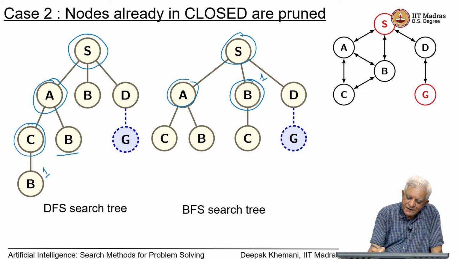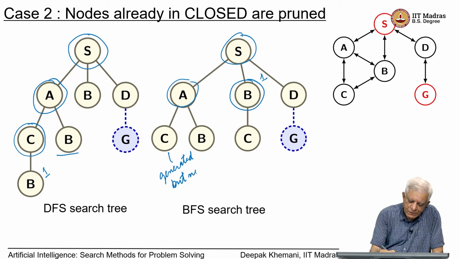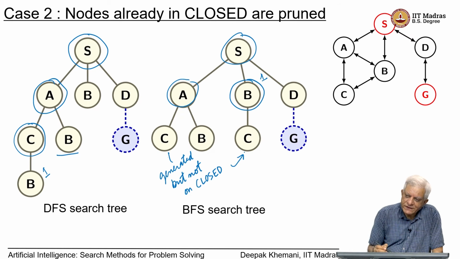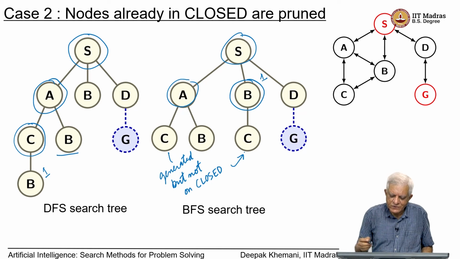C has been generated, but not on closed, which means it has not been seen yet. It has been generated, but we are allowing that, and therefore this new C can be added to the search.